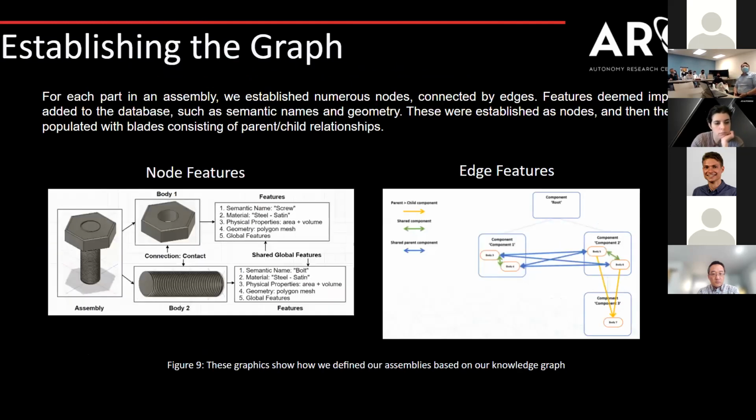So for each part in an assembly, we established numerous nodes and connected these by edges. Features deemed important were added to the database, such as semantic names and geometry.